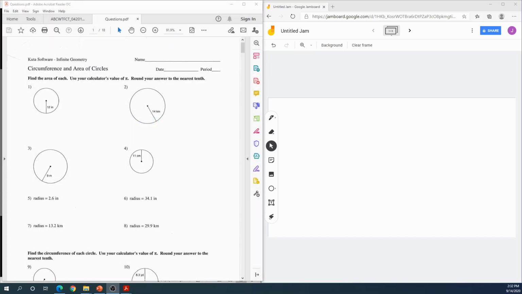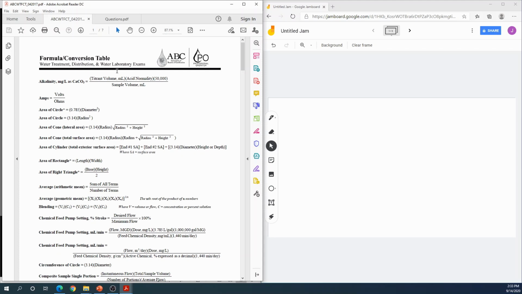Okay, the first set of problems we're going to work on today are going to be circumference and area of circles. Now, feel free to get some scratch paper, a calculator, pen, and work through these with me as we go along. So, first one we're going to do is number 1. Find the area of the circle with a radius of 12 inches. So, again, I'm going to flip back. We're going to look at our formula and conversion table.